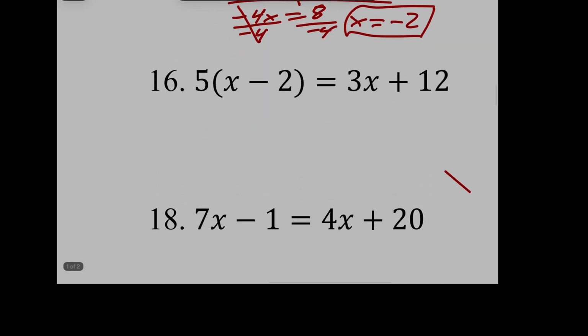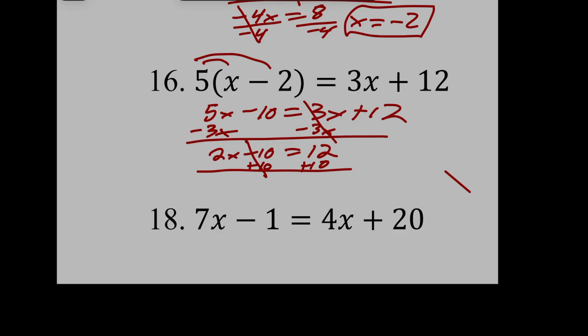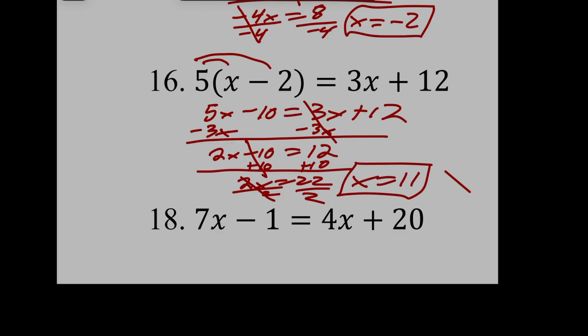Going on to number 16. If I have a number in front of a parenthesis, ding, ding, ding, that means I want to do distributive. And now I'm going to get a 5x minus a 10 equals a 3x plus a 12. Now I have variables on both sides. I'm going to move the 3x. And once I move the 3x, I'm going to get 2x minus 10 equals 12. Now I'm down to a two-step problem. I want to get the x term by itself, so I'm going to move the 10 by doing the opposite, and that makes him equal 0, so he goes away. 2x equals 22, and now once I divide each side by 2, I'm left with 11 as my final answer.